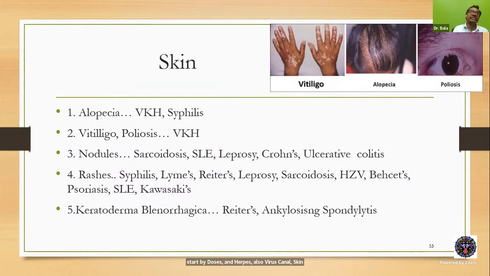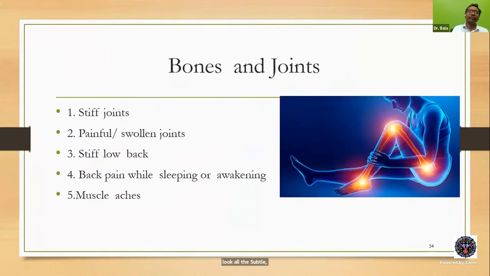Besides psoriasis, SLE, even Kawasaki disease can have subtle rashes that we need to clearly look for. Keratoderma blennorrhagicum is one skin condition which is associated with Reiter's and ankylosing spondylitis. So be very, very careful such that we don't overlook all these subtle skin histories so that the relevant diagnosis is properly established. See, as a uveitis specialist, the one important organ system which I should never ever overlook is bone and joint. I'll tell you why.